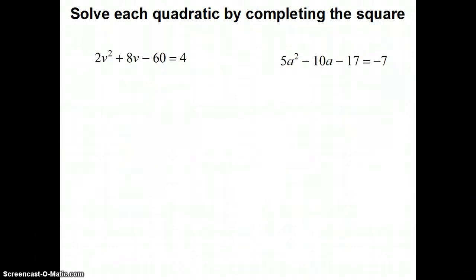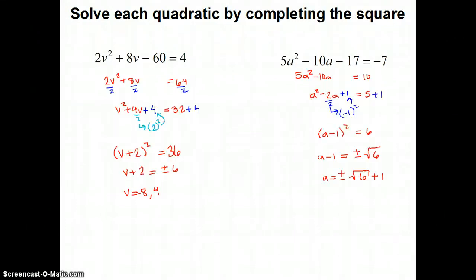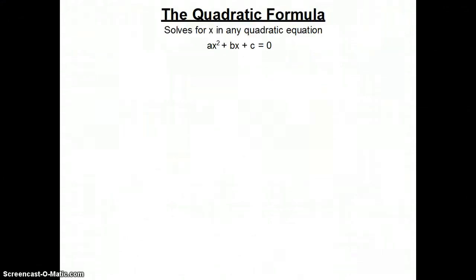Go ahead and again pause the video and try these next two. They're a little bit different, but very similar to the two on the previous slide. For the first, you should have two answers. V is negative 8 or positive 4. And for the second, you should have a as positive square root of 6 plus 1 or negative square root of 6 plus 1. We're going to go ahead and go into the quadratic formula from here.